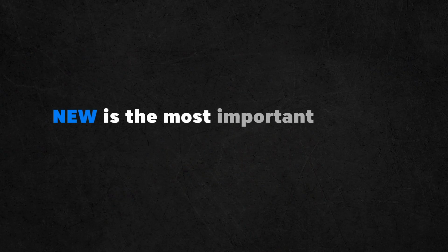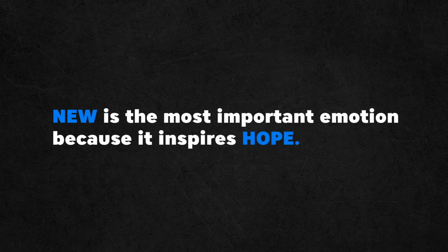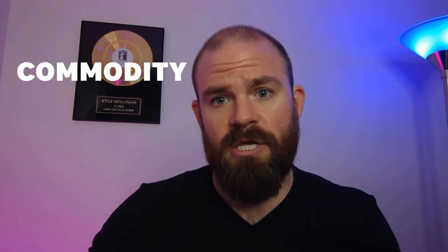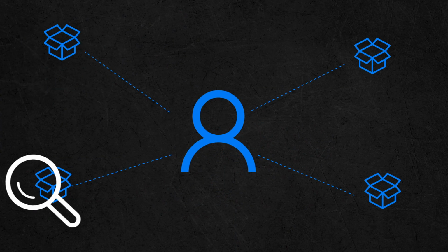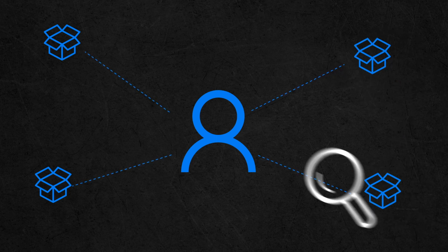New is the most important emotion because it inspires hope and it crushes categorization. So if your mechanism is a common mechanism, as opposed to a unique mechanism, then what you are is a commodity. And when it comes to commodities, your customer is going to begin looking elsewhere for the exact same thing, because it's one for one, interchangeable.